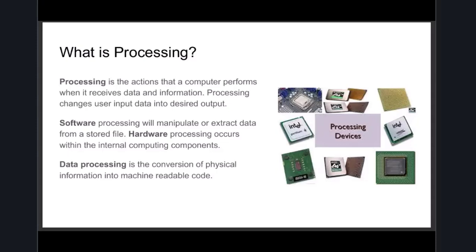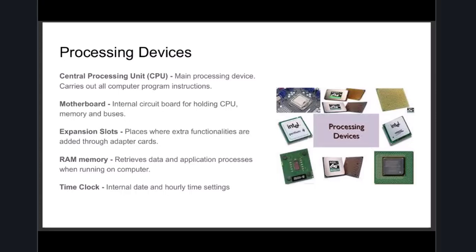The most common component that we use for hardware processing is your CPU, your central processing unit. The CPU will be the main component within your computer's motherboard that will be able to process all of the different commands and input that users will interact with on the computer. Some other processing components will be your RAM memory, which can retrieve data and applications that are commonly used in our computer. We store these in a temporary location called memory.